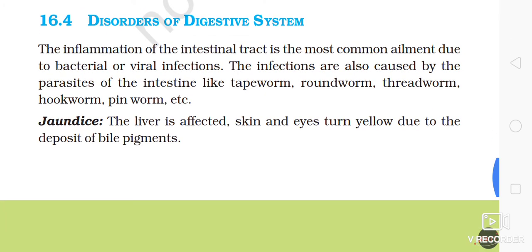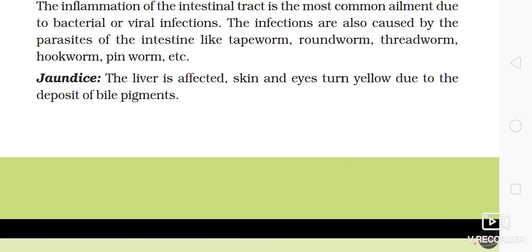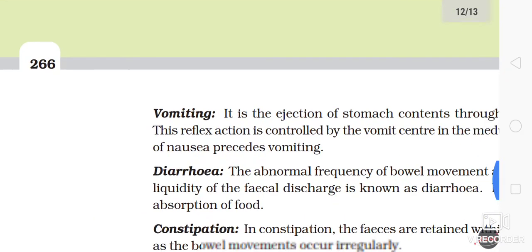Disorders of digestive system. The inflammation of intestinal tract is the most common ailment due to bacterial or viral infections. The infections are also caused by parasites of intestine like tapeworm, roundworm, threadworm, hookworm, pinworm, etc. Now jaundice. The liver is affected, skin and eyes turn yellow due to the deposition of bile pigments.